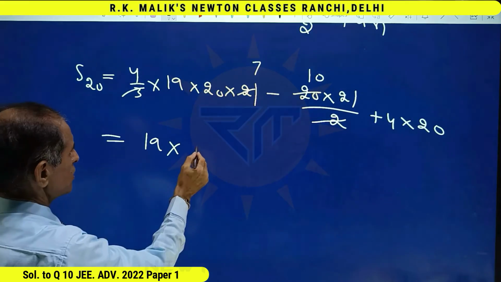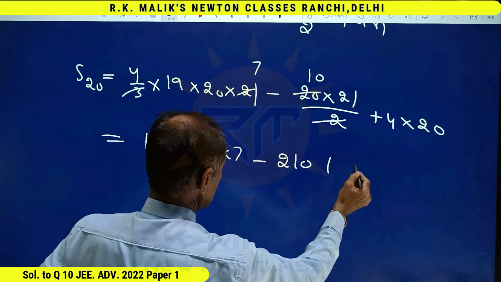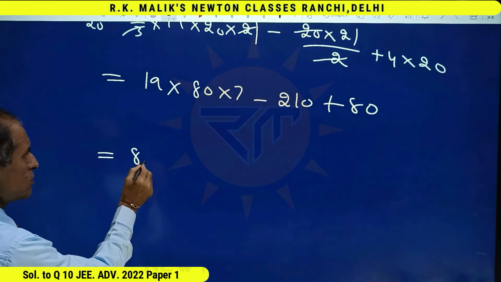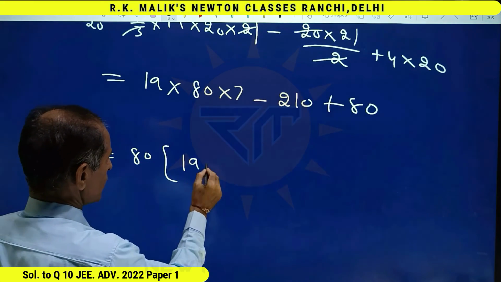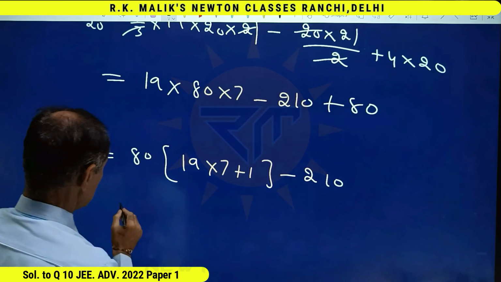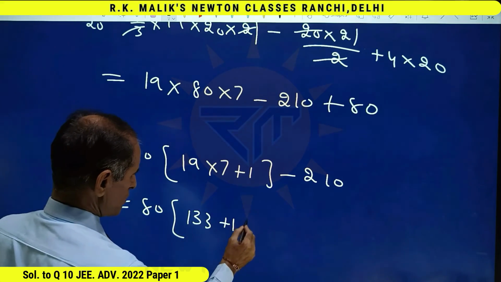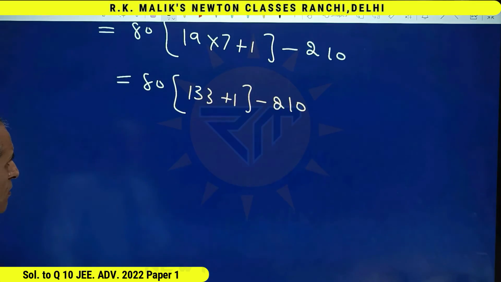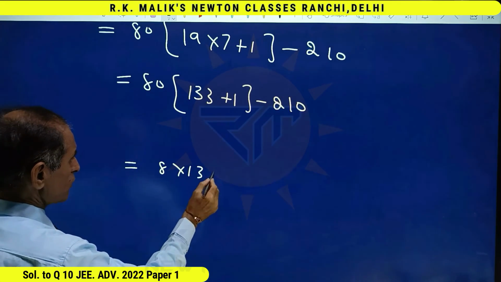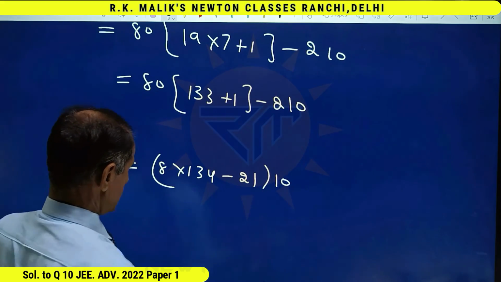19 into 80 into 7 minus 210 plus 80. This is equal to 80 into 19 into 7 plus 1 minus 210. 80 into 133 plus 1, that is 8 into 134 minus 21 into 10.